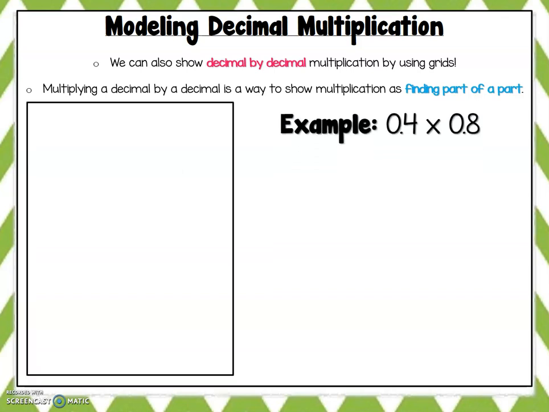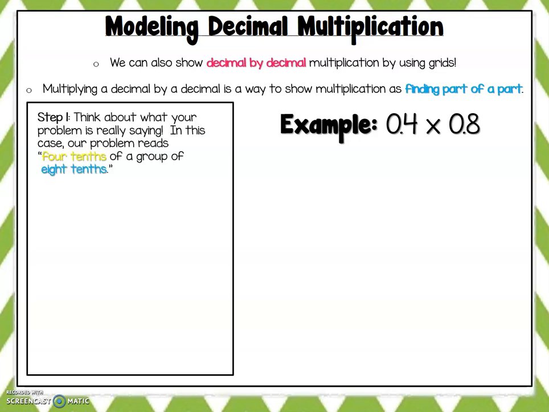So for example, if I have 0 and 4 tenths times 0 and 8 tenths, the first thing I'm going to do is I'm going to think about what I'm really saying. In this case, our problem is really saying that we're taking 4 tenths of a group of 8 tenths. That's how we know we're finding a part of a part, because we're taking a small piece less than 1 of something that's already less than 1. So let's show how we would model or draw a picture of this.